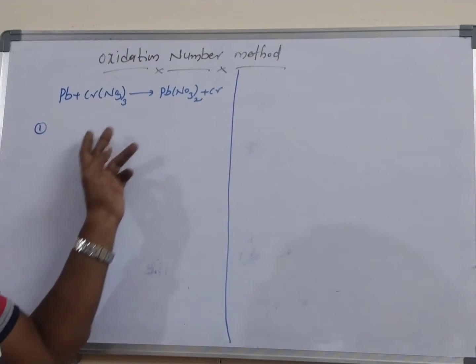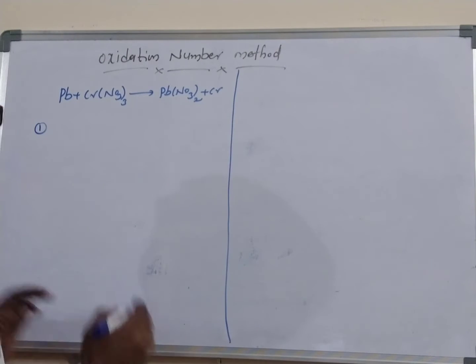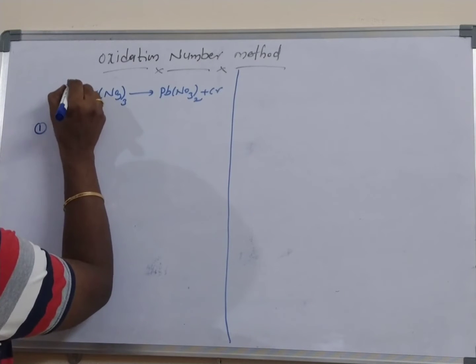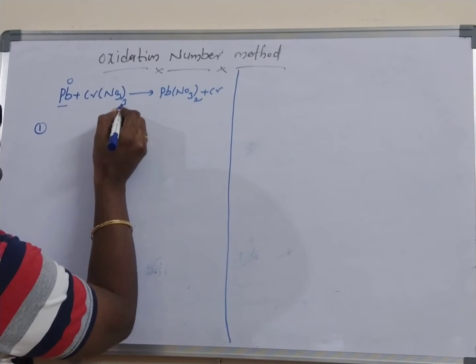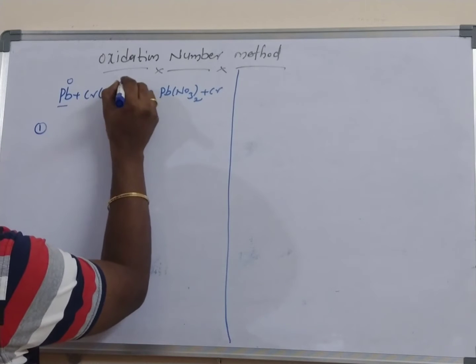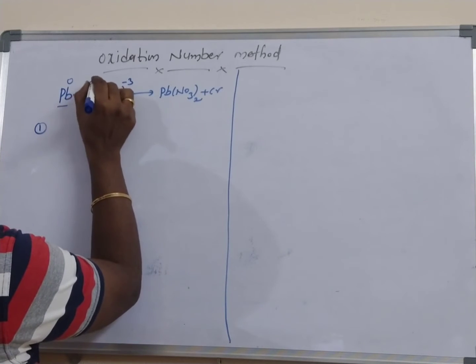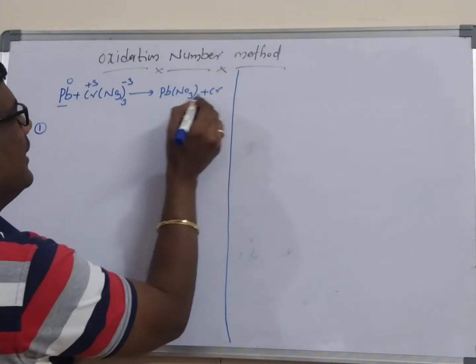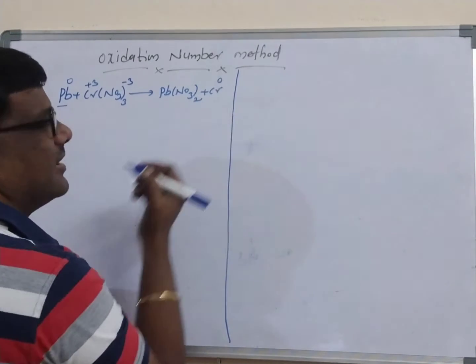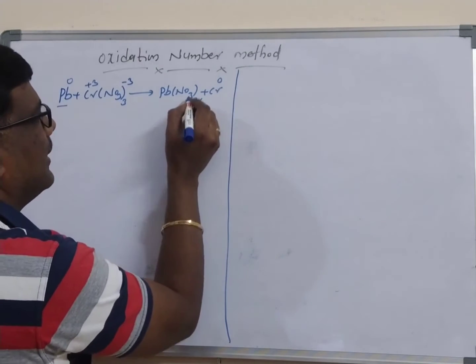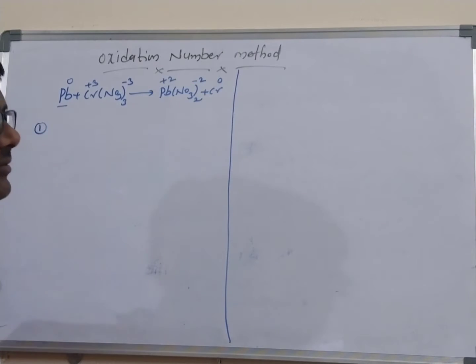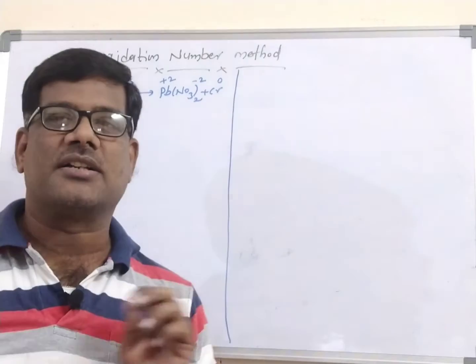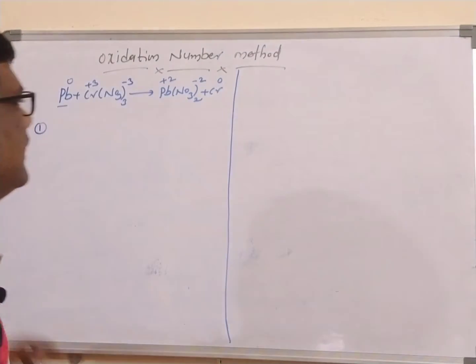Number 1, first step: you have to calculate the oxidation state of each element. Lead, in the uncombined state, oxidation state is 0. Each NO3 will have -1, 3 will have -3, so ultimately chromium is +3. Here chromium in the uncombined state has oxidation state 0. Pb(NO3)2, NO3 taken 2 times is -2, so ultimately lead is +2.